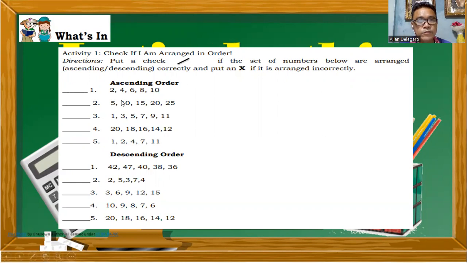1, 2, 4, 6, 8, 10. 2, 5, 10, 15, 20, 25. 3, 1, 3, 5, 7, 9, 11. 4, 20, 18, 16, 14, 12. 5, 1, 2, 4, 7, 11.